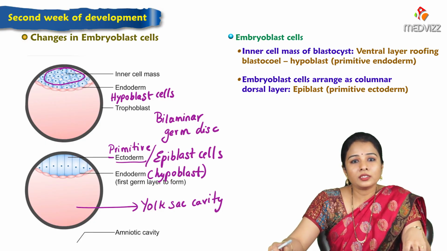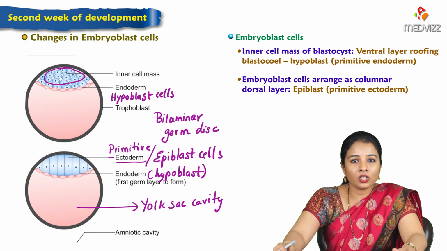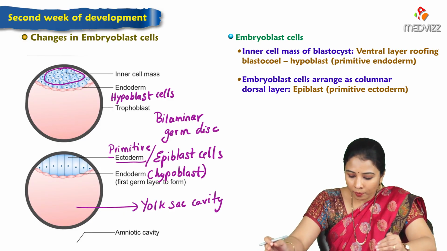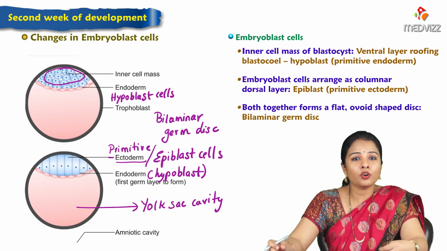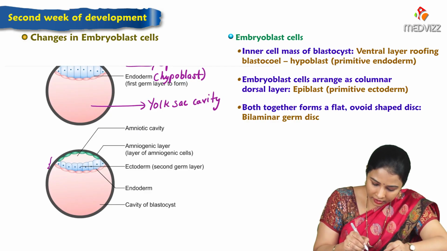So the embryoblast cells are arranged in the dorsal side. If we see, they arrange in long columnar cells. So they get organized as a long columnar dorsal layer called as epiblast or primitive ectoderm. So both the layers together form a flat ovoid shaped disc, bilaminar germ disc.